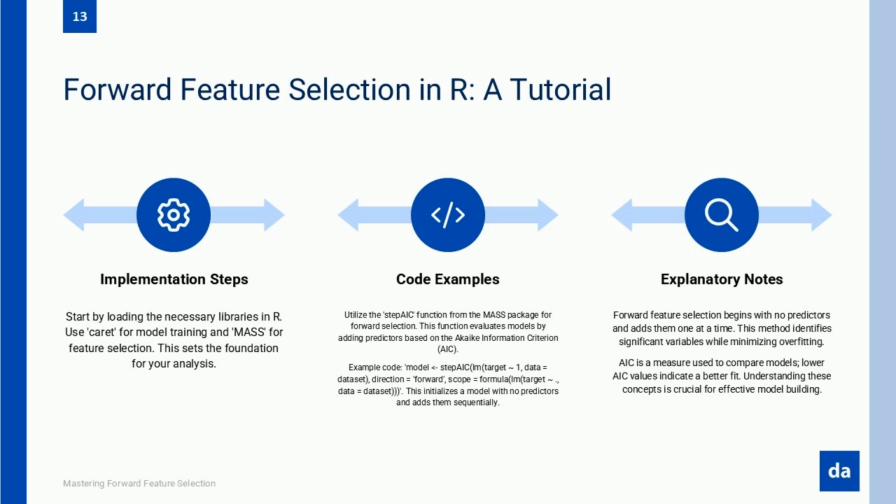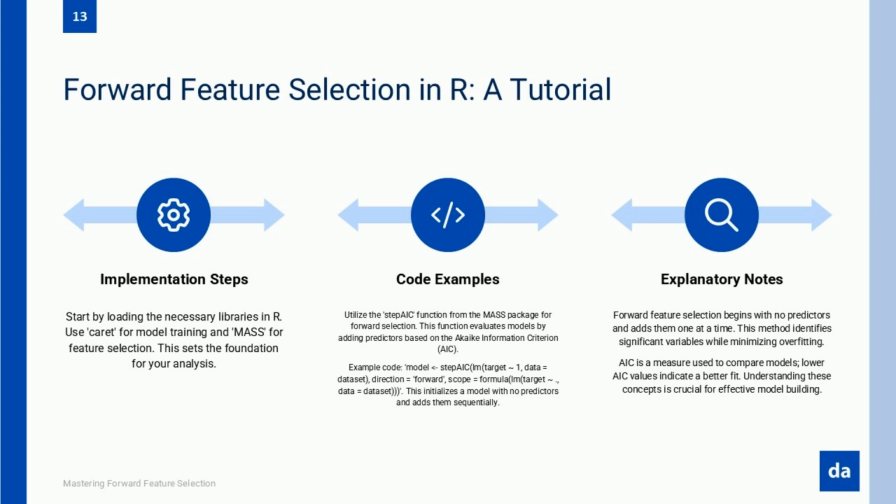Why AIC? Because it balances accuracy and complexity. A lower AIC score means a model that fits well without unnecessary complexity. If you only chase high accuracy, you risk overfitting. If you only focus on simplicity, you might throw away useful information. stepAIC finds the sweet spot. The process works like this.